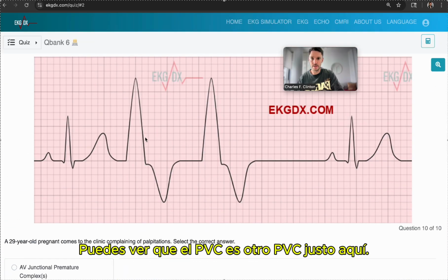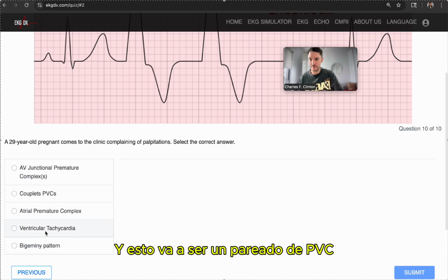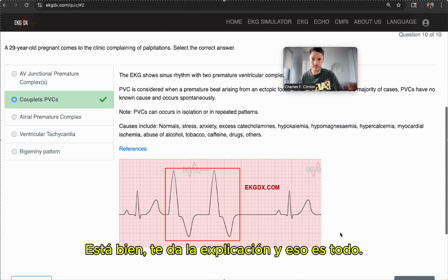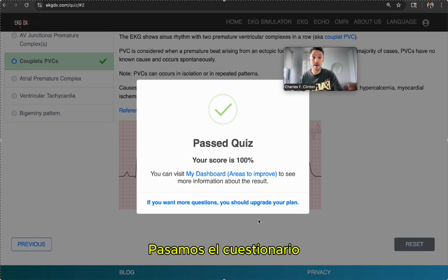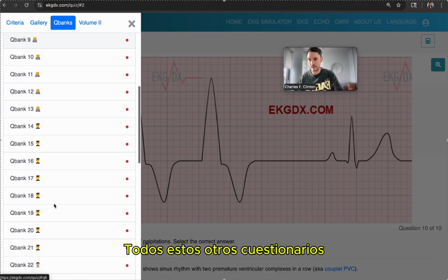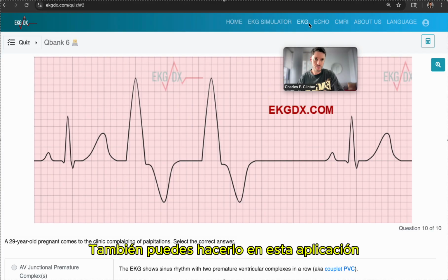Here you can see PVCs, another PVC right over here, and this is going to be couplet PVCs. Okay, it gives you the explanation, and that's it. We passed the quiz. That's great. And let's go on to, yeah, that was it. Now I have all these other quizzes which I will go through. That is perfect. But there's other things you can also do on this application.